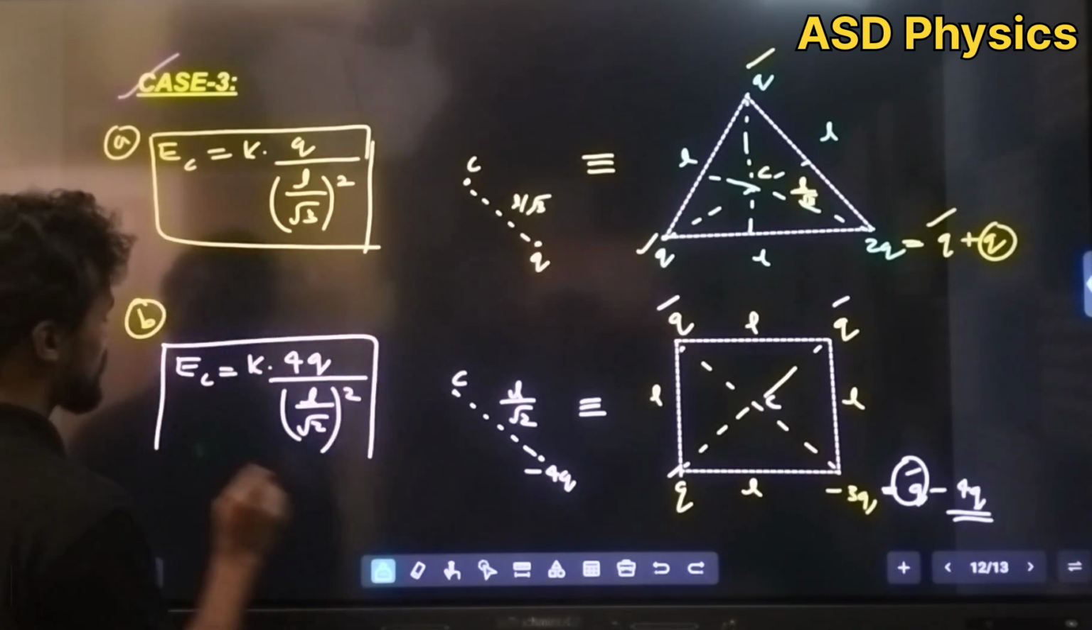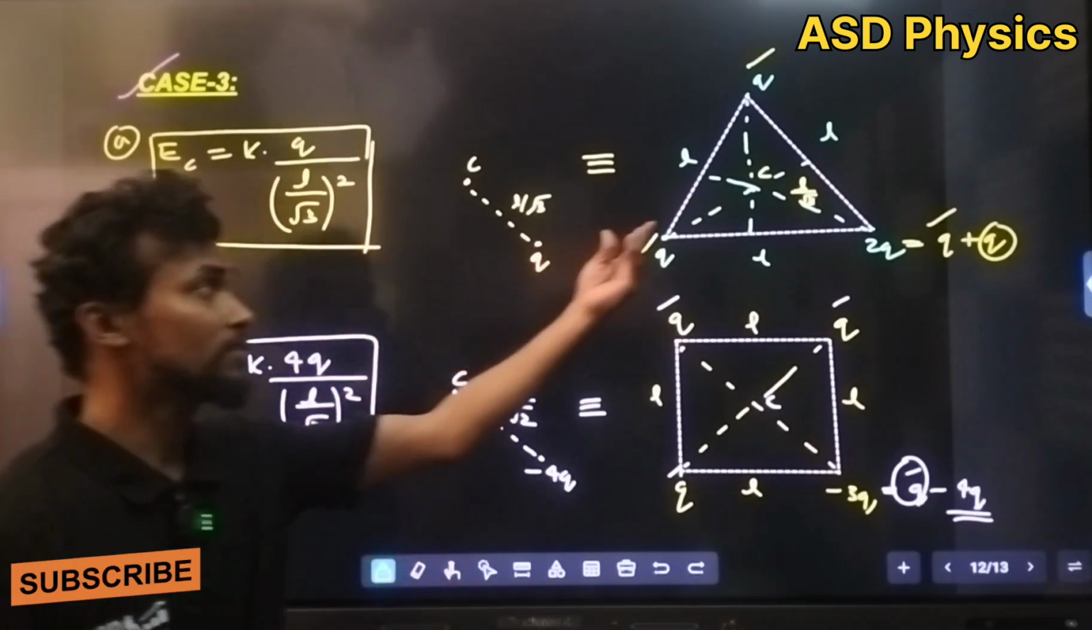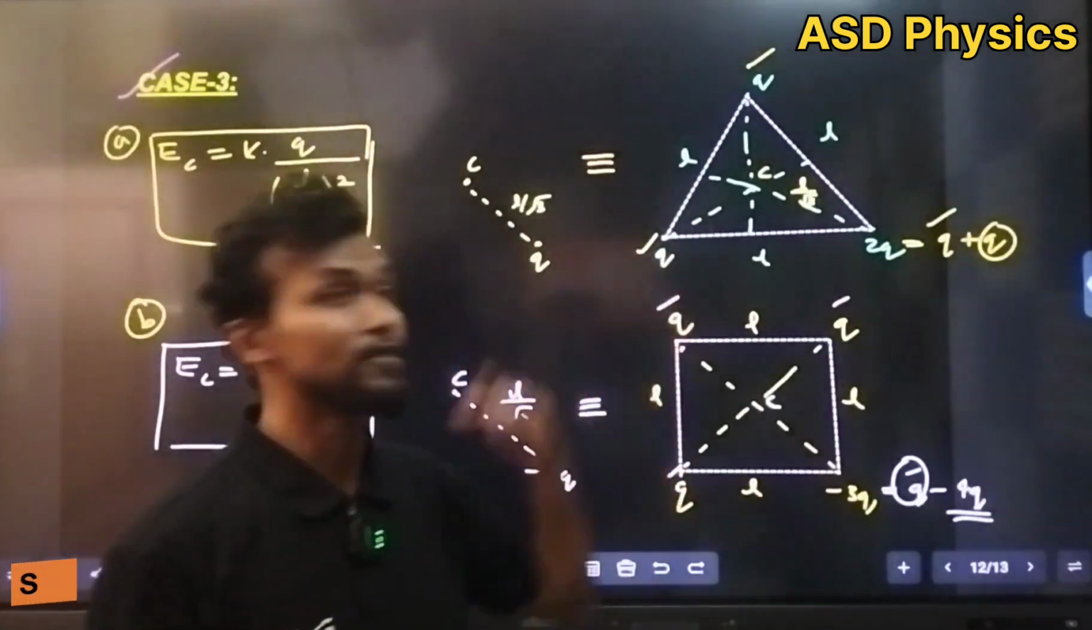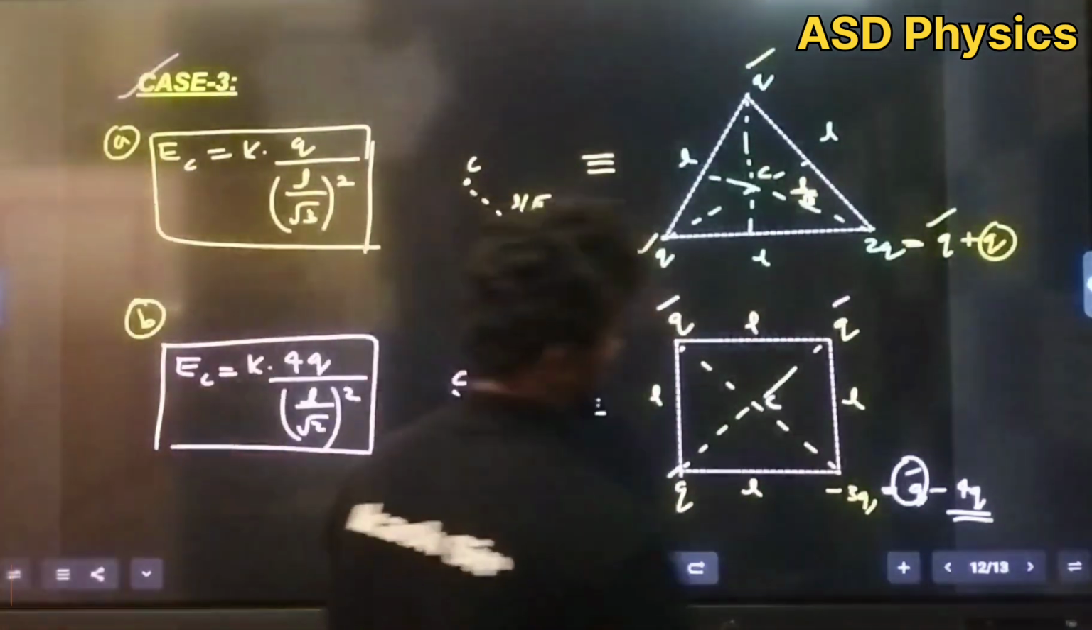Is it? So if in case the charge distribution is not symmetric, electric field at the centroid will not be 0. It will have some value, and there we will draw the equivalent diagram here.